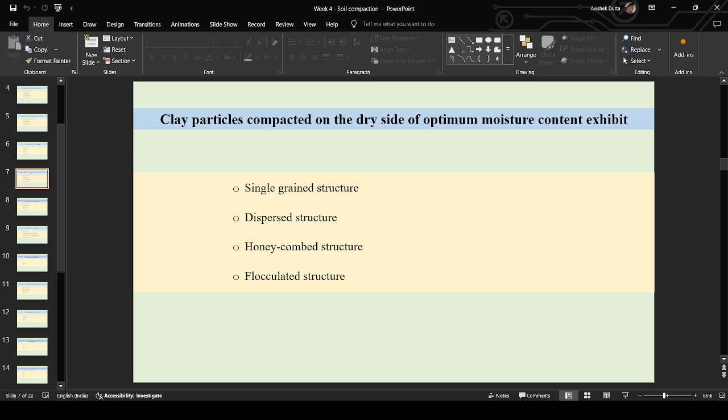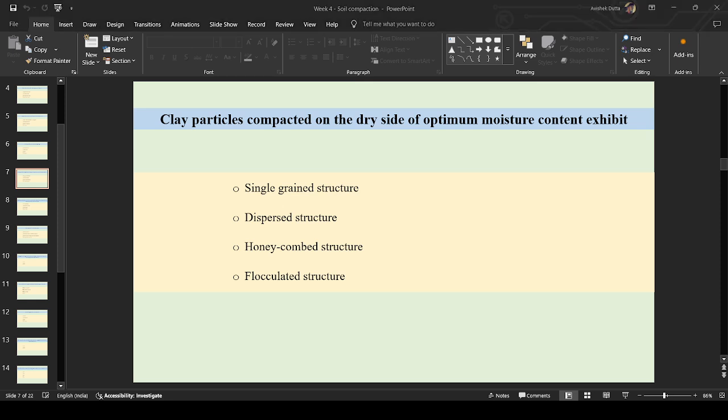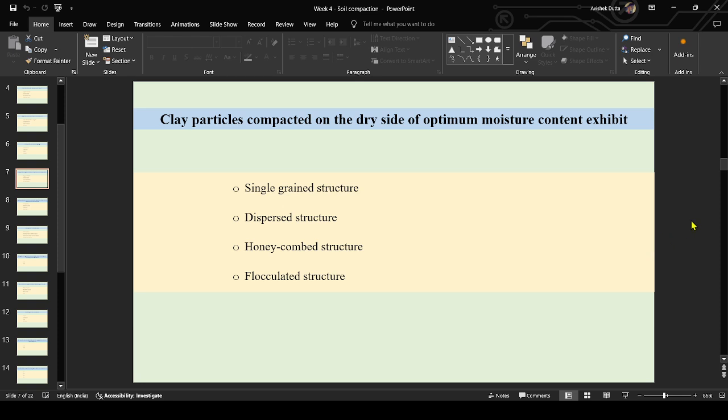I repeat the question. Clay particles compacted on the dry side of optimum moisture content exhibit. First option, single grained structure. Second option, dispersed structure. Third option, honeycombed structure. And fourth option, flocculated structure. I hope the question was clear. Next question.